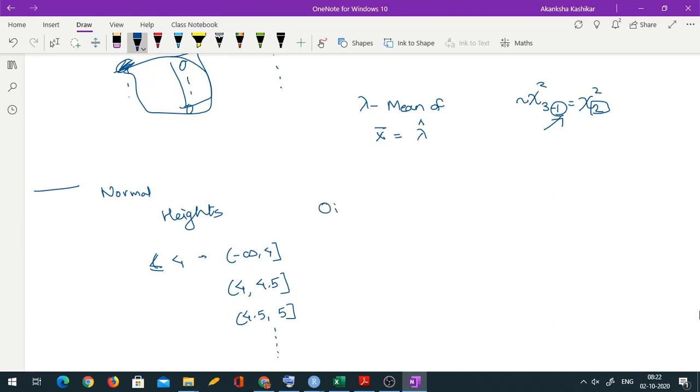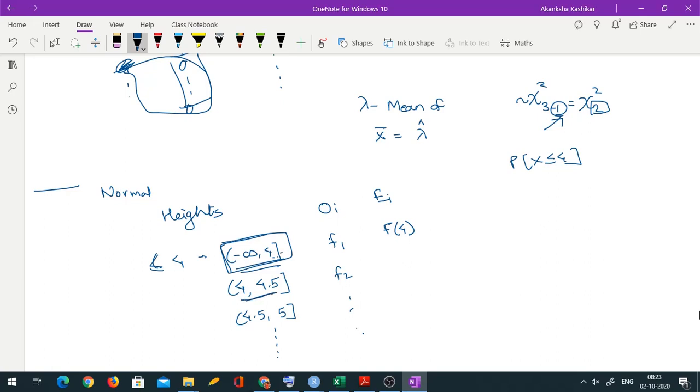Then I can observe how many people fall in this height range. I record that count here: F1, F2 and so on. And how do I compute expected frequencies? Do you remember CDF, the cumulative distribution function? That can help me. I want the probability of this entire class. So the probability of this first class would be CDF at 4, because CDF is the probability of x being less than or equal to 4, which is what I want.